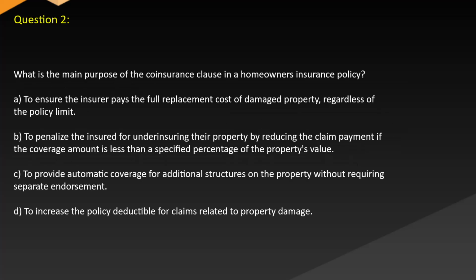Question 2. What is the main purpose of the coinsurance clause in a homeowner's insurance policy? A. To ensure the insurer pays the full replacement cost of damaged property, regardless of the policy limit. B. To penalize the insured for underinsuring their property by reducing the claim payment if the coverage amount is less than a specified percentage of the property's value. C. To provide automatic coverage for additional structures on the property without requiring separate endorsement. D. To increase the policy deductible for claims related to property damage.